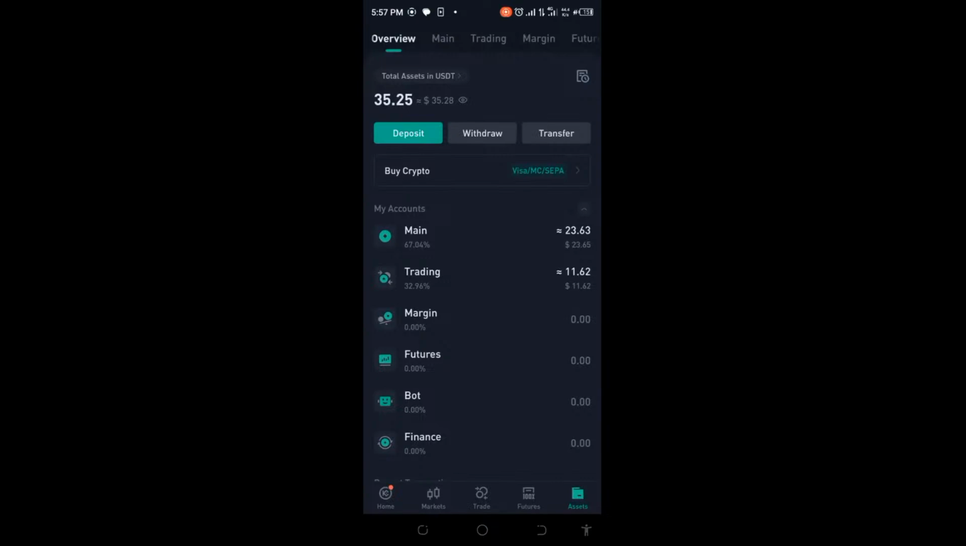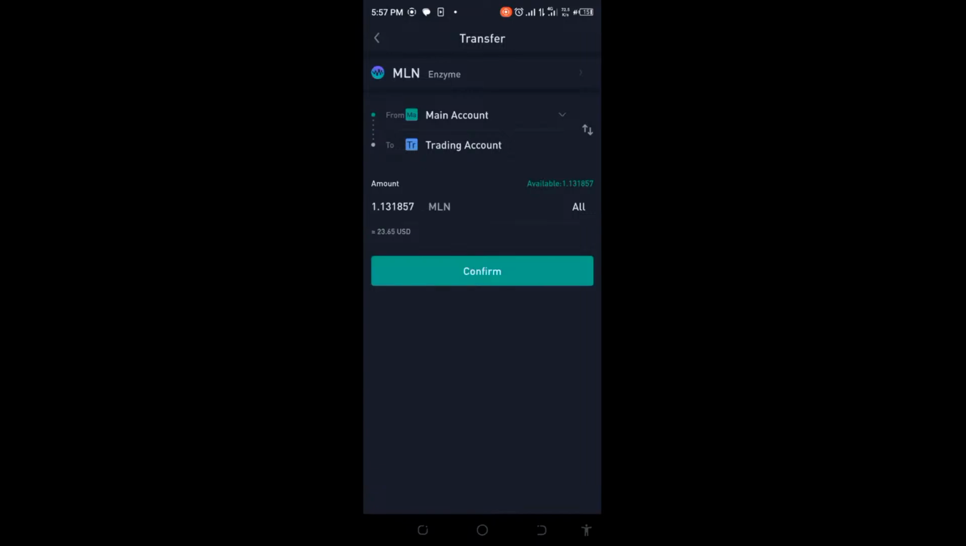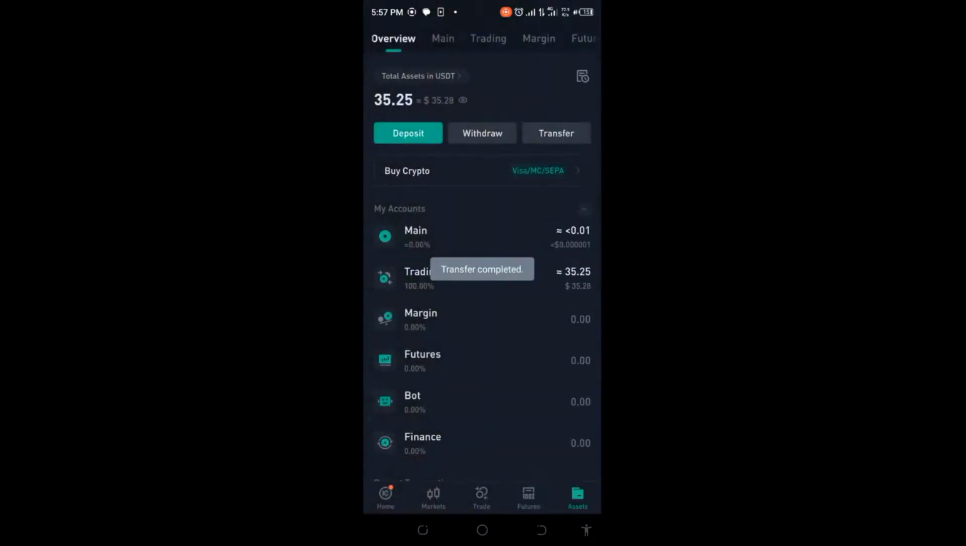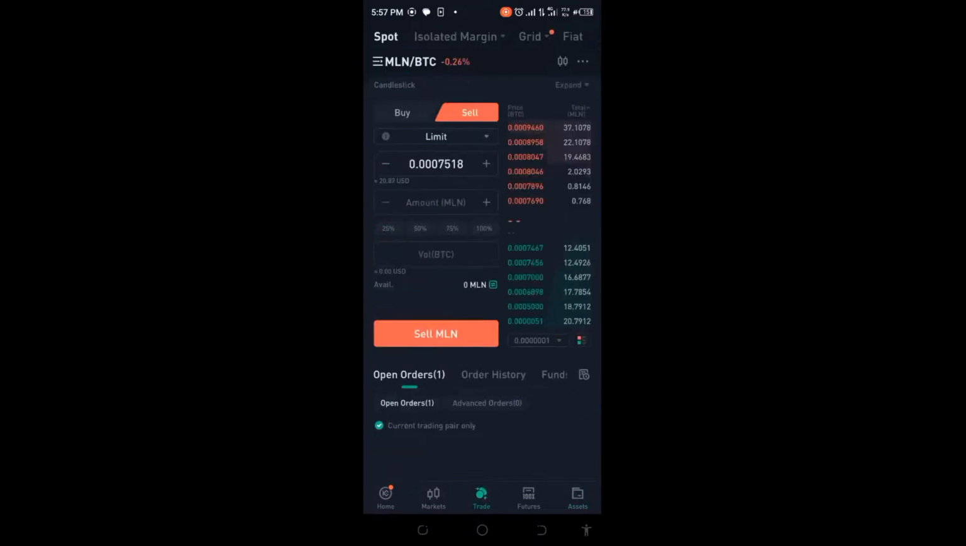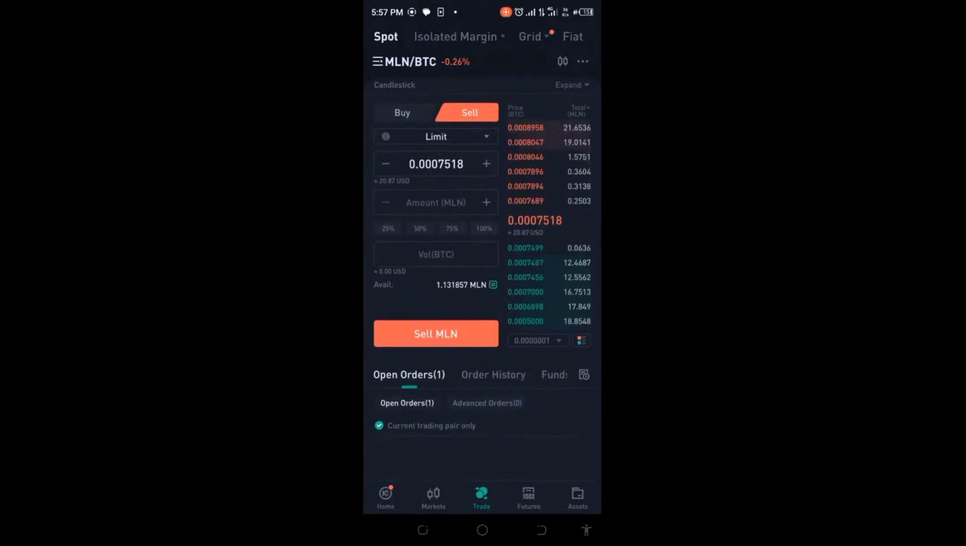Okay. So now what we need to do is transfer this, right? So what do we have here? We have 1.13, so we're just going to put that 1318. Oh, I love that sound. So we're going to go over to trade now. Okay, so when we do this, we're going to see everything here. Oh, wow. Yep, yep, yep.